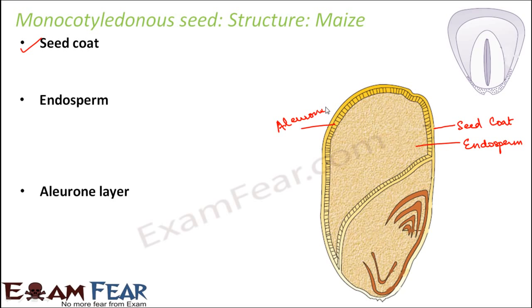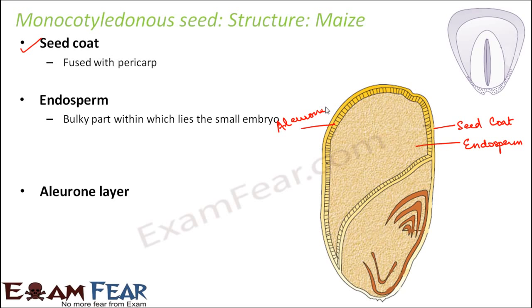So let us talk about each of them one by one. The seed coat is fused with the pericarp. Pericarp is nothing but the fruit wall, so the seed is present inside the fruit. The internal wall of the pericarp, that is the endocarp, and the seed coat are almost fused to each other. Where the endocarp ends, there the seed coat starts.